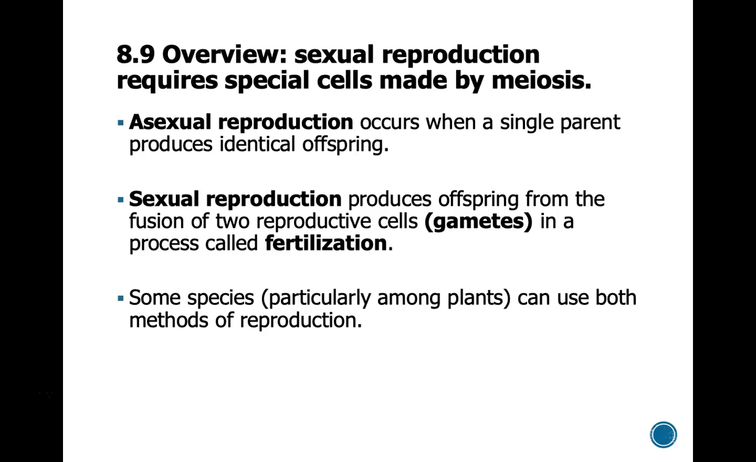There are two ways in which an organism can reproduce. Many organisms, specifically bacteria, fungi, a few plants and animals, can actually undergo asexual reproduction. This is where a single parent produces an identical offspring from itself. Now, we saw this in binary fission at the beginning of the chapter.